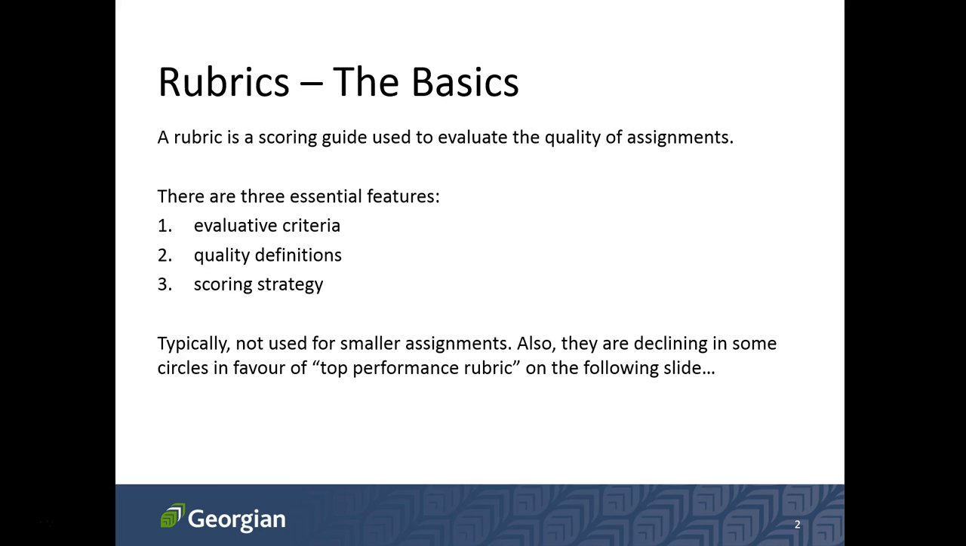Typically, we see that these aren't usually used for smaller assignments, things that are usually worth about 5%. We normally don't have a rubric attached to them. They just have some other type of learning or scoring criteria outlined. And we've also seen, which we'll get to in a little bit, that they are declining in some circles in favor of more of a top performance rubric. I'm going to show you what that looks like on the next slide.